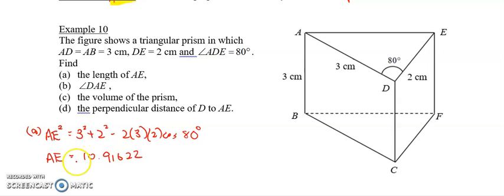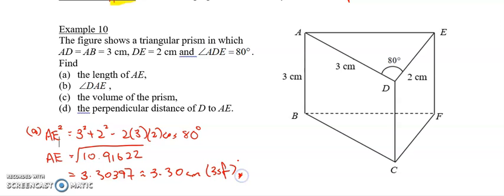622. Okay, so we square root this value to get AE. So on my calculator, I get 3.30397. So I round off to 3 SF for presentation. Okay, so I may also want to save this value in my calculator in case in a later part of the question I will need this.